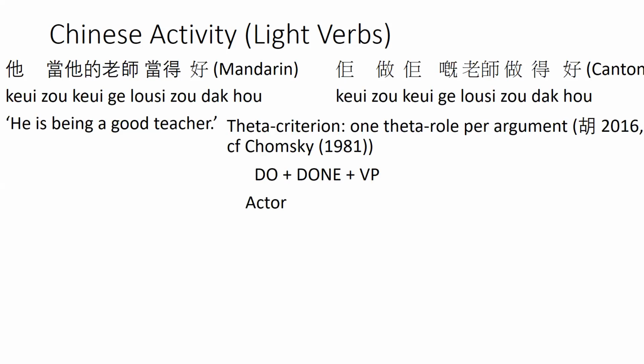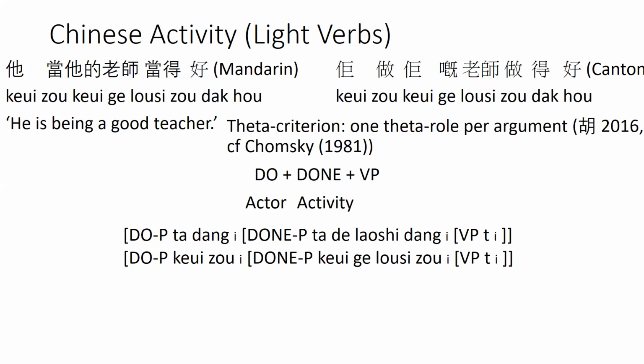Do introduces the actor in its specifier, whereas done introduces the activity nominal in its specifier. In which case, the formal schemata would probably be something like this: 他當他的老師當得好, or 佢做佢嘅老師做得好, etc. Where the verb would undergo head movement to done and then do, and then it would introduce the activity nominal and the actor argument in the spec done and spec do, respectively.